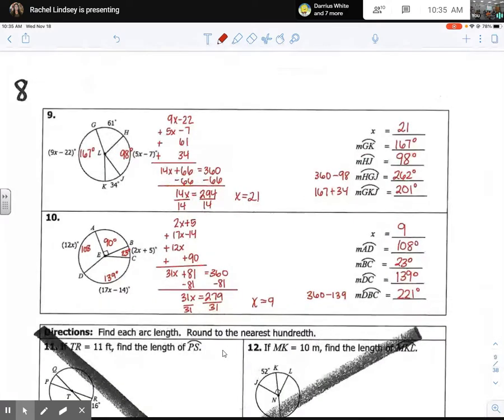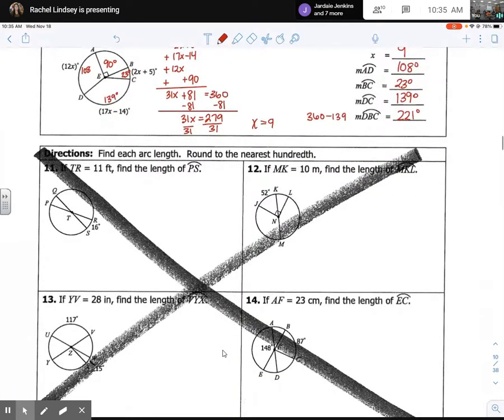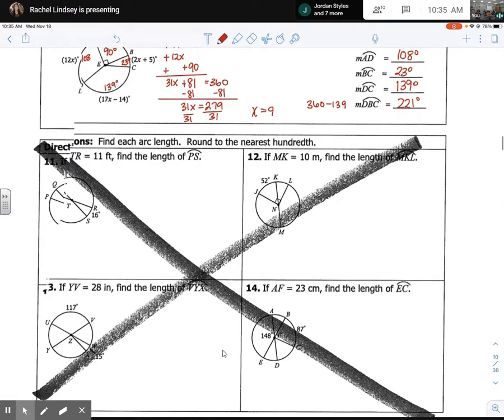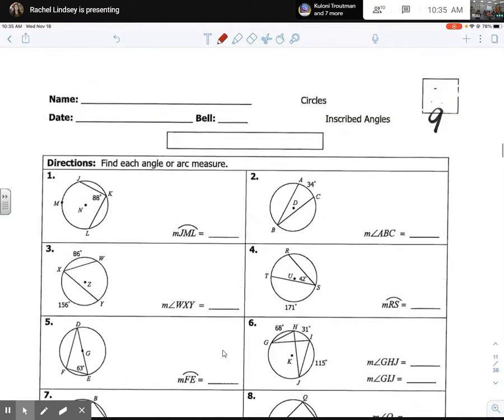Okay, so those problems that are marked out are stuff we're looking at later, the arc length and the sector area and stuff, or that's just arc length. But we have not done that yet. So we're going to keep it.